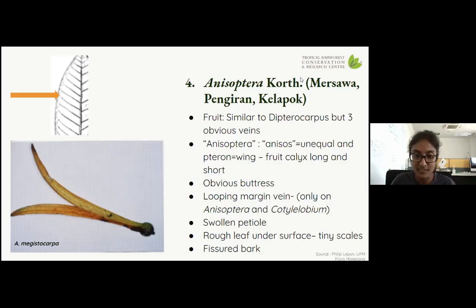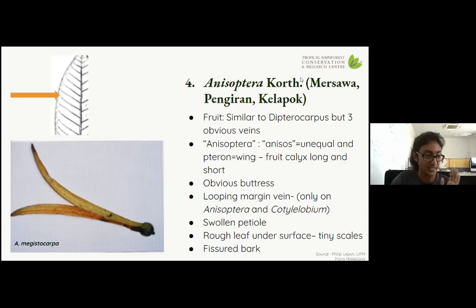Another characteristic is the petiole. It's swollen. And then if you look underneath the leaf, there are these scales. So it's like hair. And then you have fissured bark. So it's like cuts into the trunk. So the texture of the bark is fissured.